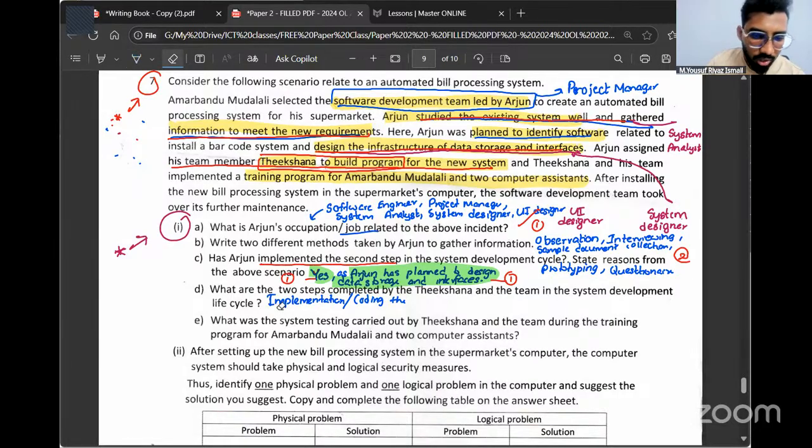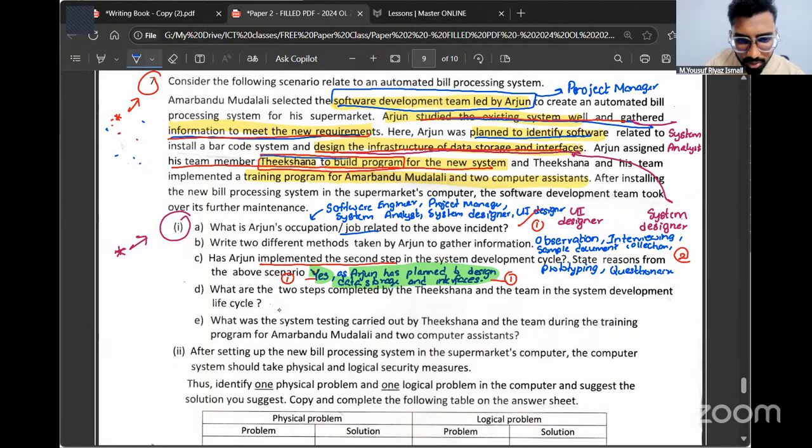No. Software development, the coding was done only by Teekshna. Teekshna built the program. And Teekshna and his team, what they did was they arranged a training program for Amarbandhu Mudalali and 2 computer assistants. Okay. So this process of normally you give a training program for Amarbandhu Mudalali and 2 assistants, that is normally done in the testing phase.